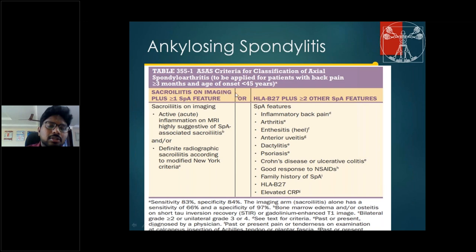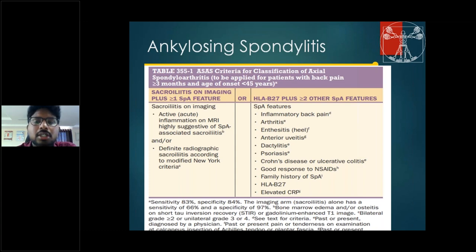So what are the other features which should be there? On X-ray or MRI, there should be sacroiliitis plus one or more of the following features: active inflammation on MRI or definite radiographic sacroiliitis. This should be present, and along with that, there should be either one of the features, or HLA B27 positivity plus two of the features. If there is X-ray positivity, one of these features is enough to identify ankylosing spondylitis. If it is X-ray negative and only HLA B27 positive, then there should be at least two features.